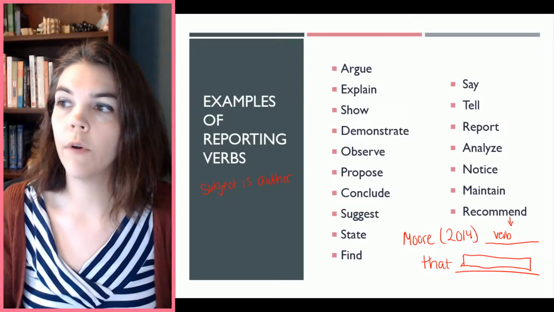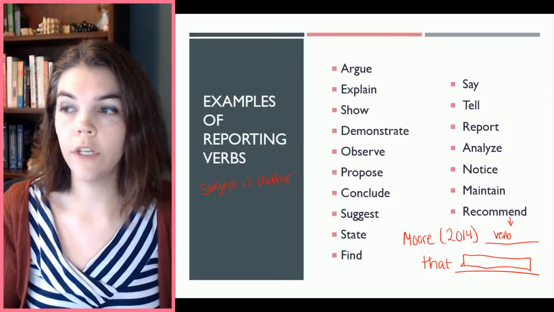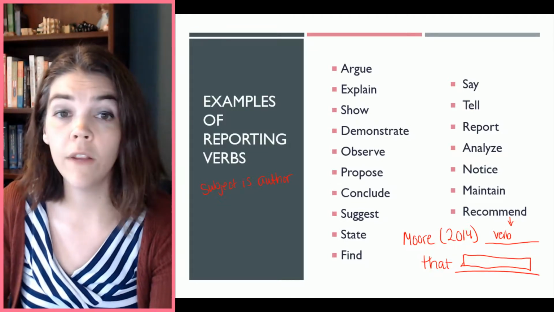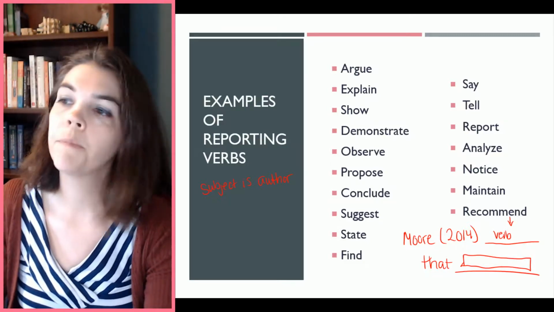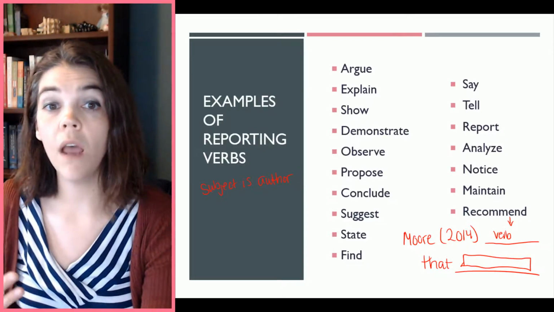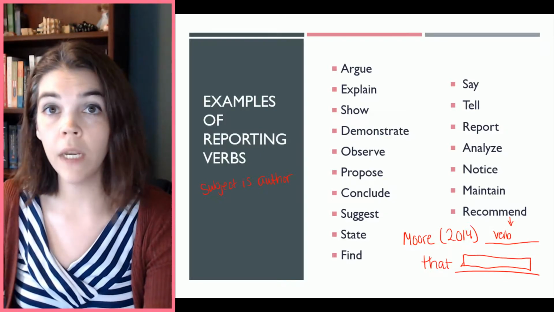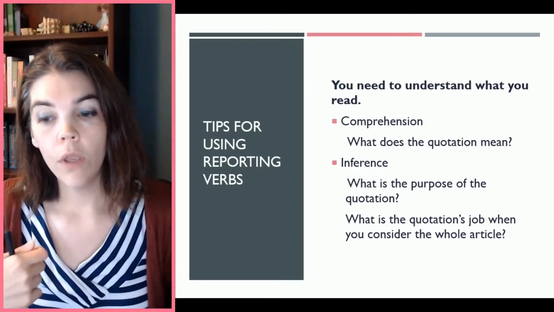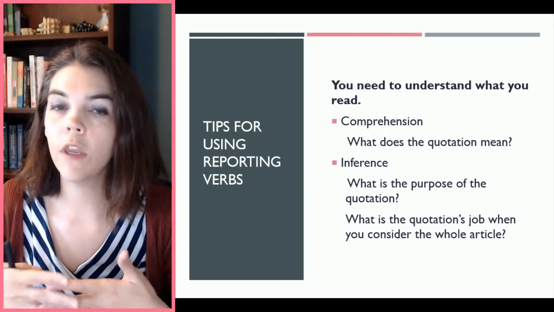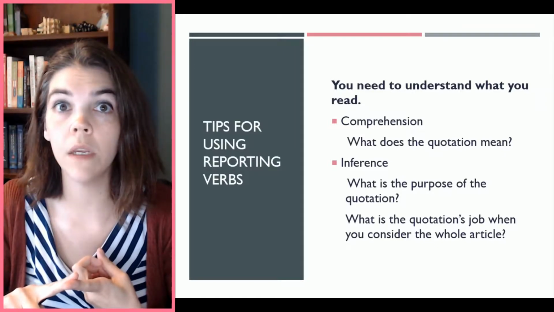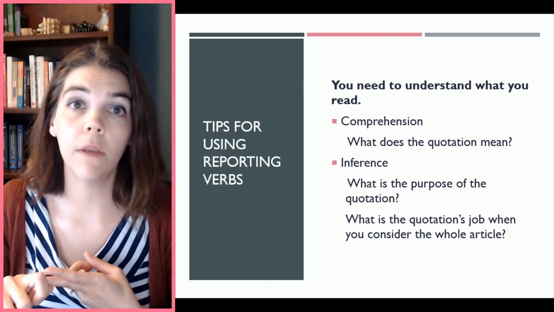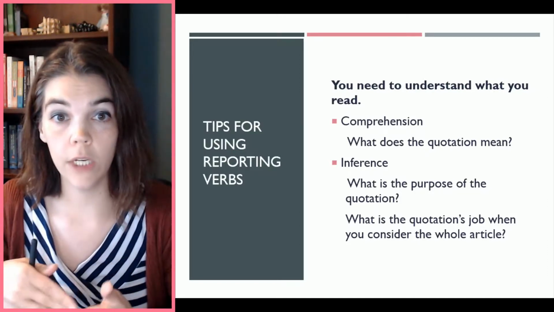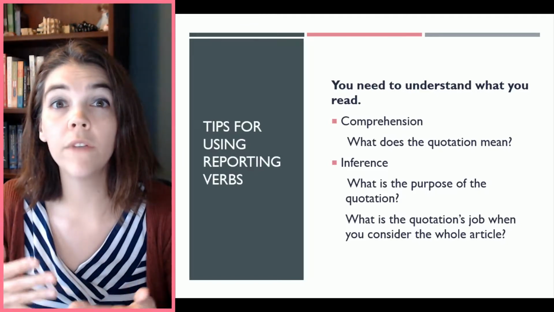So there are different kinds of reporting verbs. If you take a look at what I have listed here, you probably recognize some of these verbs. It's possible maybe this is the first time you've seen some of these words, and that's okay. Just take some time, look them up, figure out what they mean. But because there are different kinds with different meanings, you need to think carefully about what your quotation is actually saying. If you want to use a quotation inside your paper, you need to think about first, what does this quotation actually mean? Secondly, what is its purpose? In other words, what job was it doing in the article?